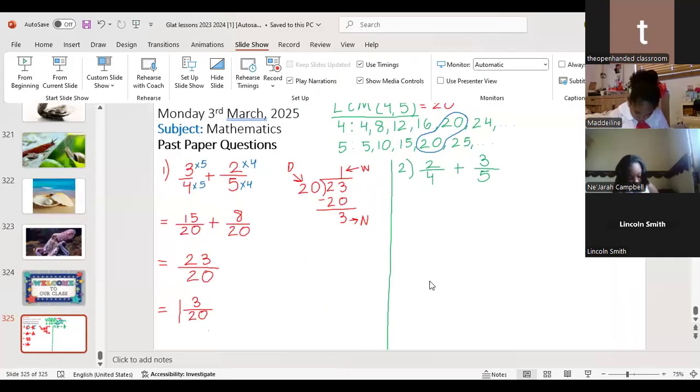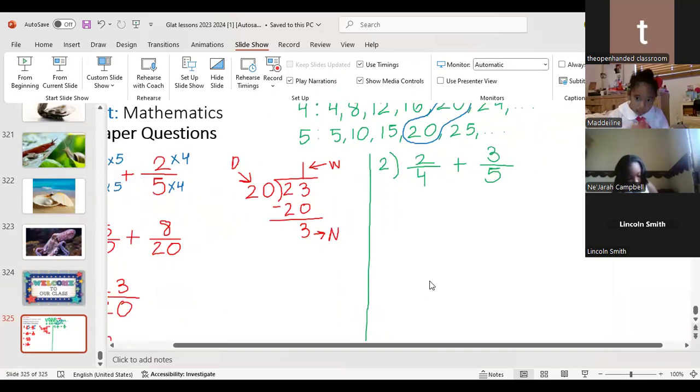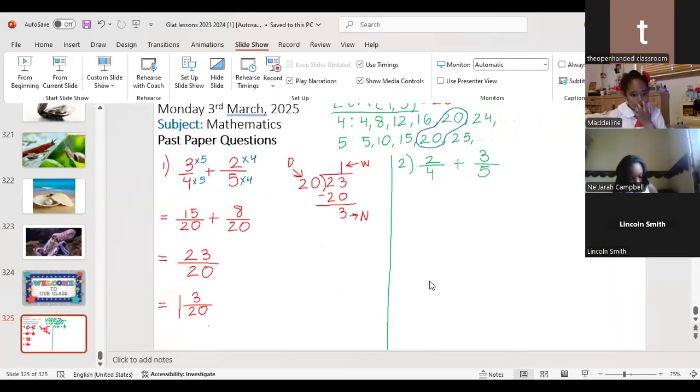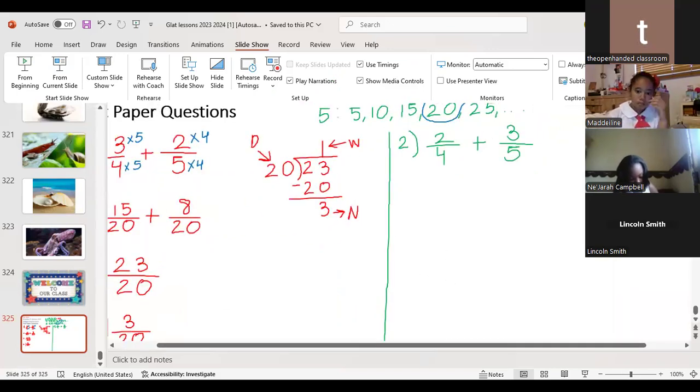Answer that and put your answer. Basically switch out the numerators. Ah, smart. 2 over 4 plus 3 over 5. So I just do the whole thing.